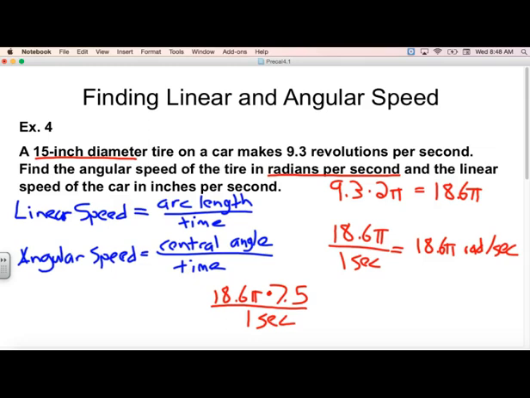So 18.6 pi times 7.5 gives us 13,545 pi per 1 second. All right, which is going to give you how many inches? Times that by pi: 42,552.87, and that's inches per second. All right, so go ahead and pause it and try this one for yourself.